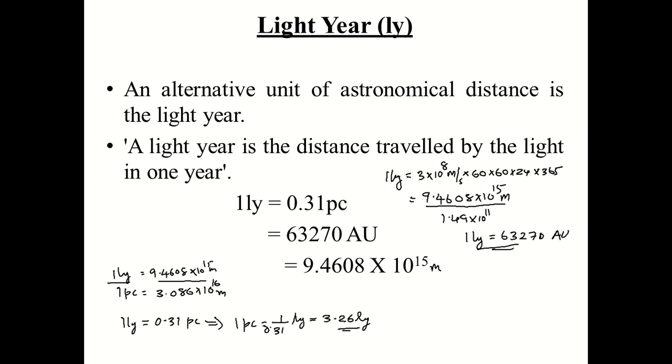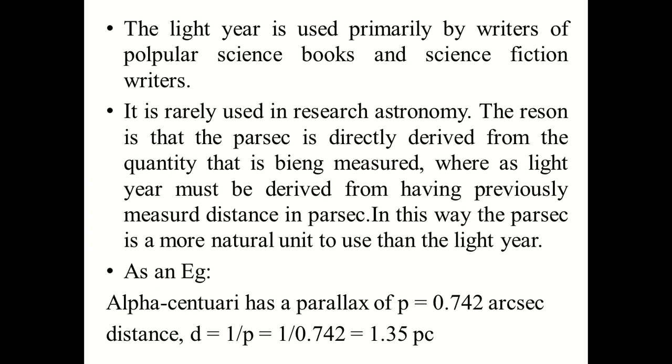So far we have seen that the astronomical distance in stellar astronomy can be represented by using either parsec or light year, but light year is actually used by the writers of popular science books and science fiction writers. In research astronomy, this unit, the light year, is rarely used. The reason is that parsec is directly derived from the quantity that is being measured, whereas light year must be derived from having previously measured distance in parsec.